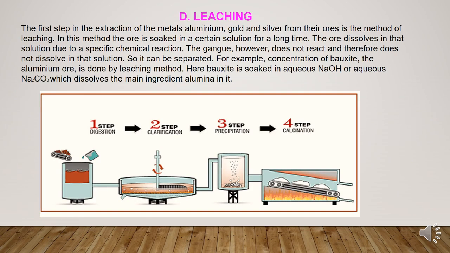The last one that we have is leaching. The first step in the extraction of metals like aluminium, gold and silver from their ore is the method of leaching. In this method, the ore is soaked in a certain solution for a long time. First the solution is soaked, kept dipped in water. The ore dissolves in that solution due to a specific chemical reaction.